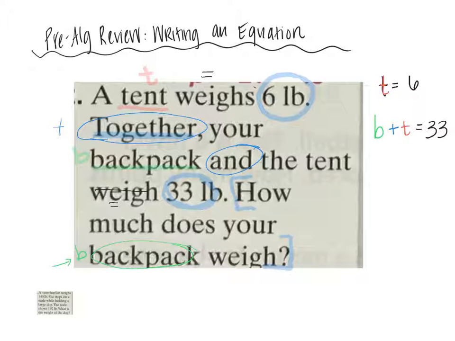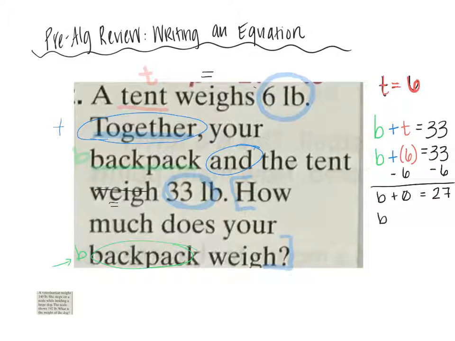So let's look at this now. If t equals 6, then wherever I have t, I could plug my 6 in. So I'm going to get b plus 6 equals 33. Now, how do I get b by itself? Well, I have to subtract 6 from both sides. And I get b plus 0 equals 27, or my backpack equals 27. Make sure to give me units. I'm talking pounds.